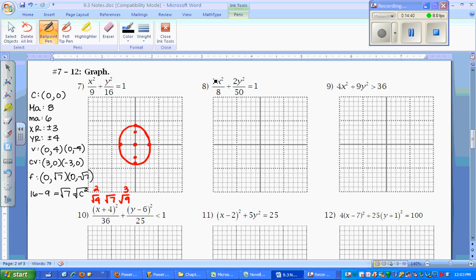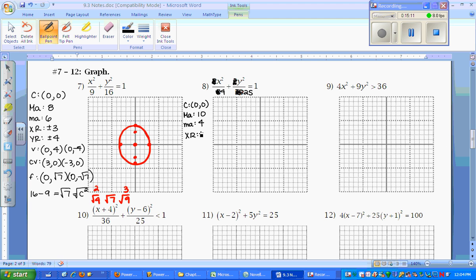So let's try another one. Always make sure you reduce your fractions. 2/8 reduces to 1/4, and 2/50 reduces to 1/25. So my center in this case is at 0, 0. My major axes I go to the bigger number and square root it. I get 5 and I double it. My minor axes, I go to the smaller number and square root it. I get 2 and double it.